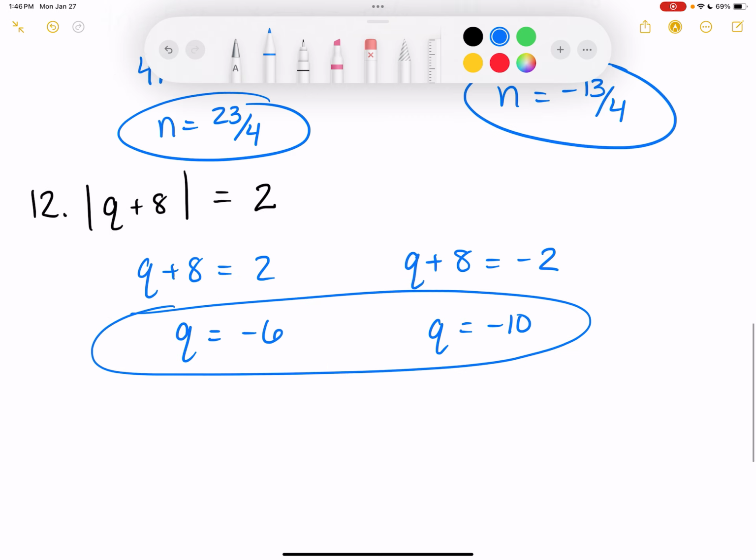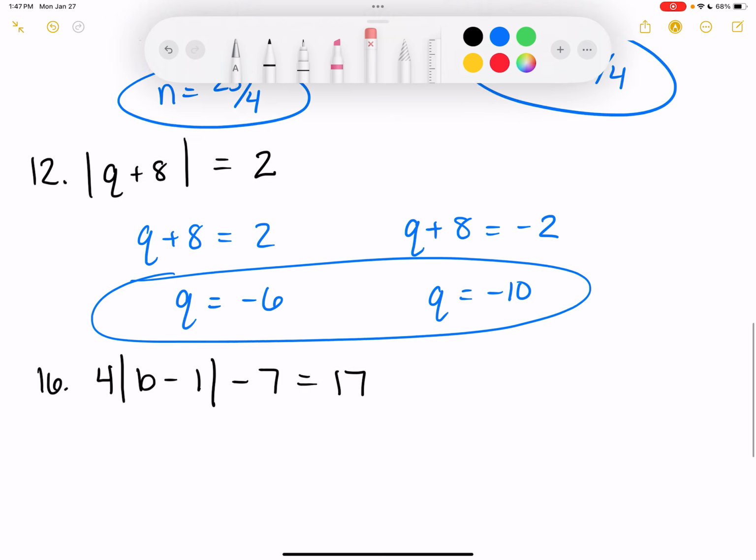Let's see, 16. 4 times the absolute value of b minus 1, and then outside of that, minus 7 equals 17. Something different about this one compared to the last few is that before I can set them up as two separate equations, I have to completely get the absolute value by itself. It's almost like treating the absolute value as if it's just a variable, and we're solving for the absolute value.